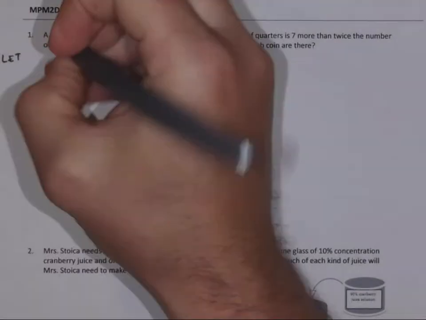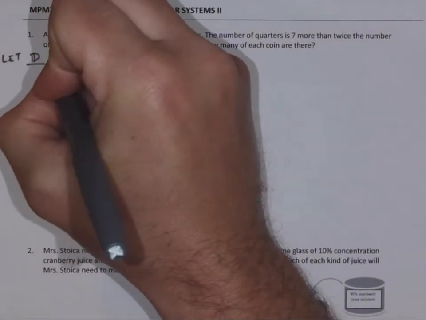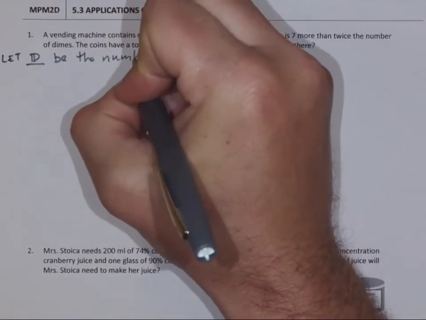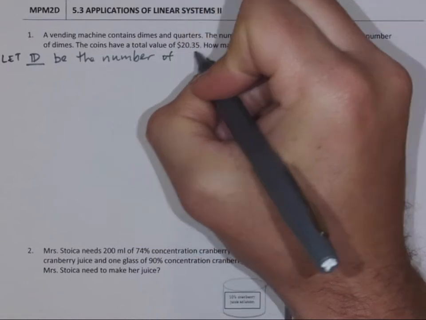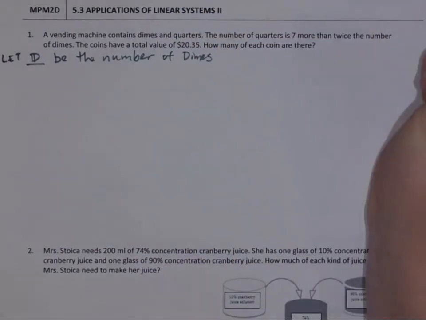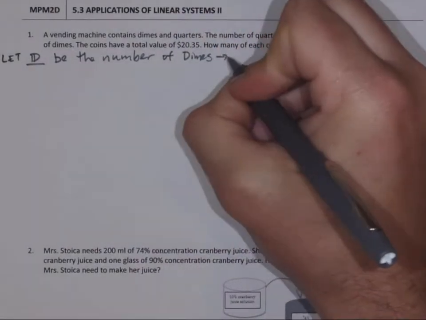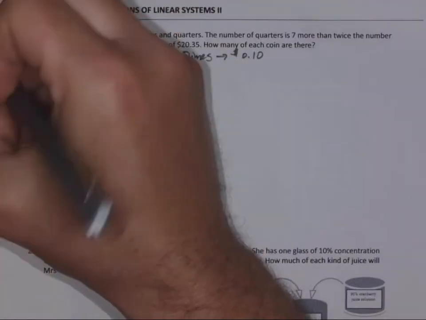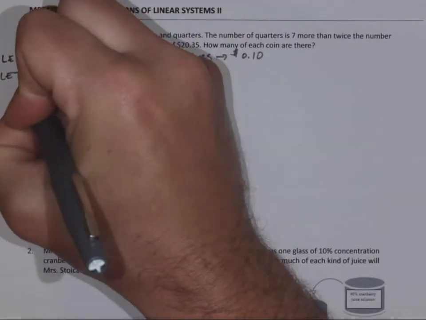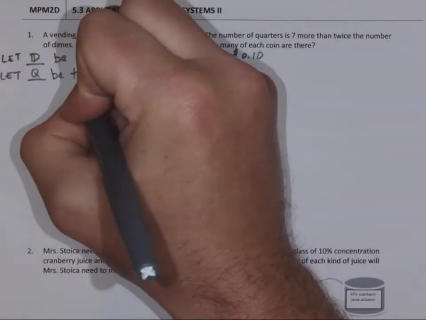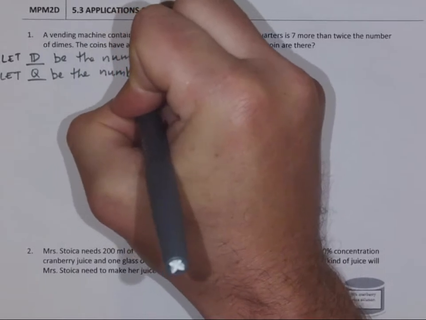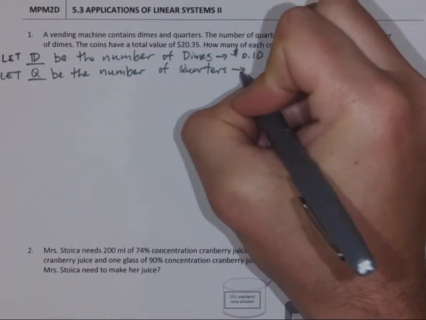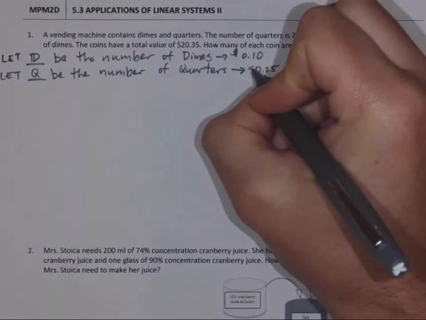So let D be the number of dimes. Remember that dimes are worth 10 cents or $0.10. Now let Q be the actual physical number of quarters. Remember that quarters are worth $0.25 or 25 cents.